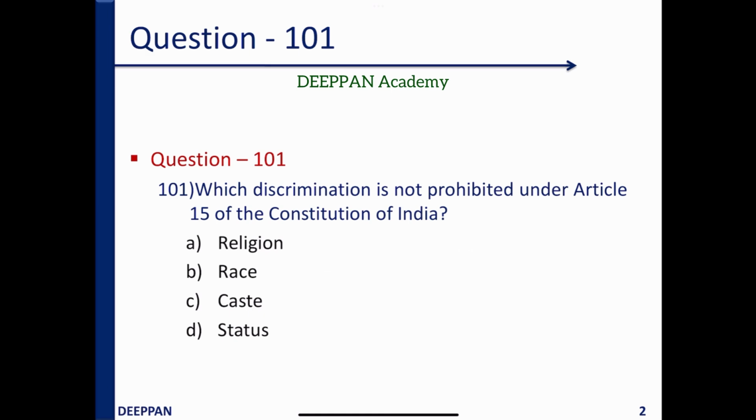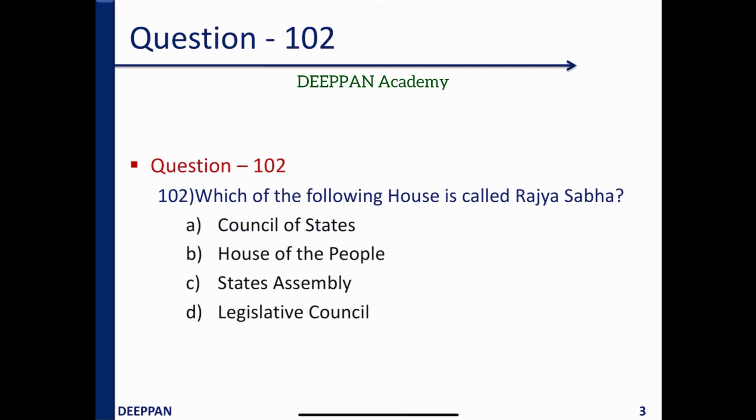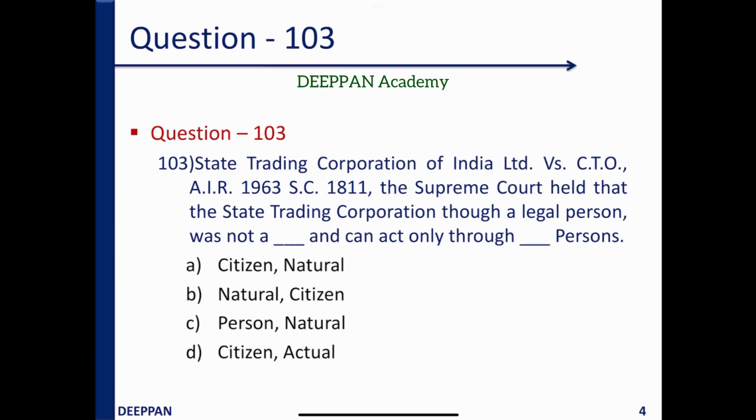Which discrimination is not prohibited under Article 15 of the Constitution of India? Status. Which of the following house is called Rajya Sabha? Council of States. State Trading Corporation of India Limited vs CTO AIR 1963 SC 1811. The Supreme Court held that the State Trading Corporation, though a legal person, was not a dash and can act only through dash persons. Citizen, natural.